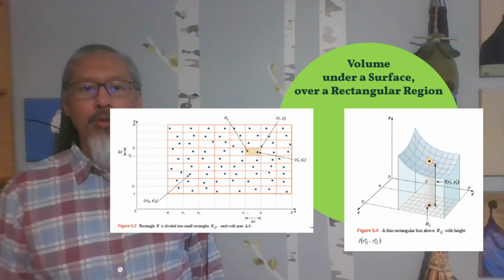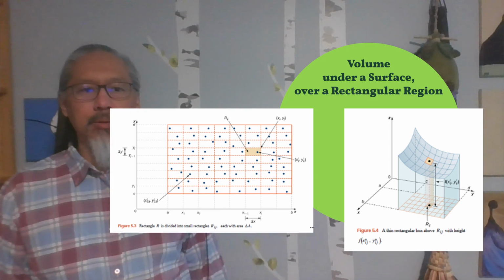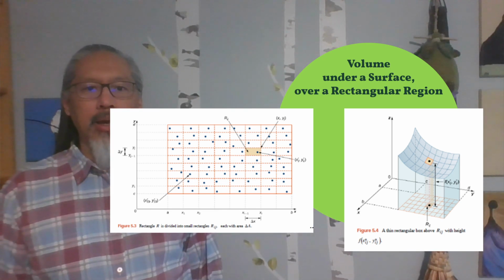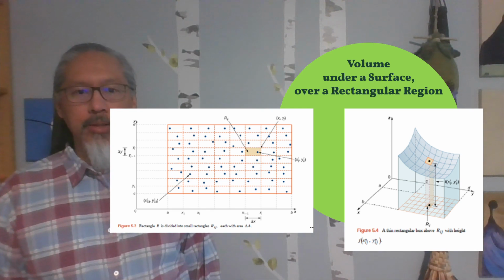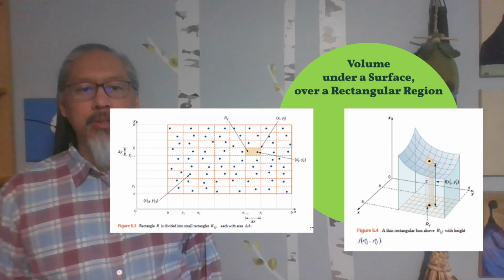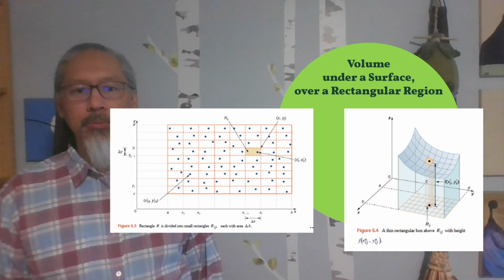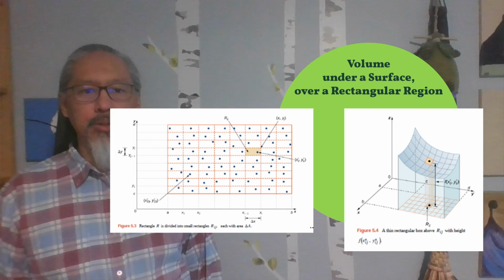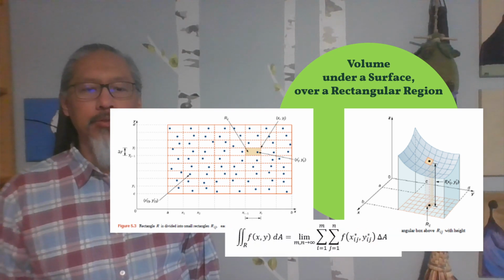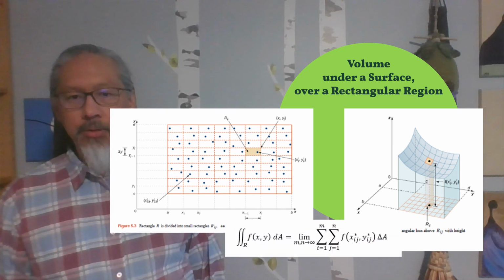And you're going to take that point and evaluate it in the function, and you're going to get a height. So the area of a little sub-rectangle times the height will give us the volume of that little box. And that's what we're interested in doing. And so we do that for one of them. We'll do it for a whole bunch along one variable.